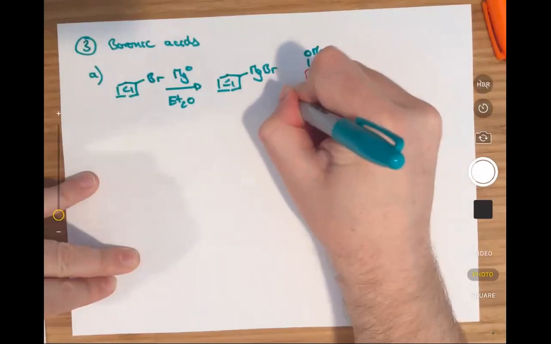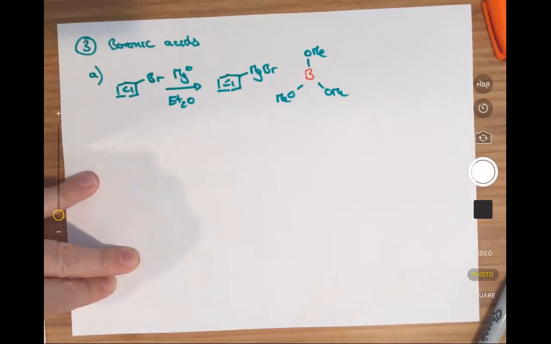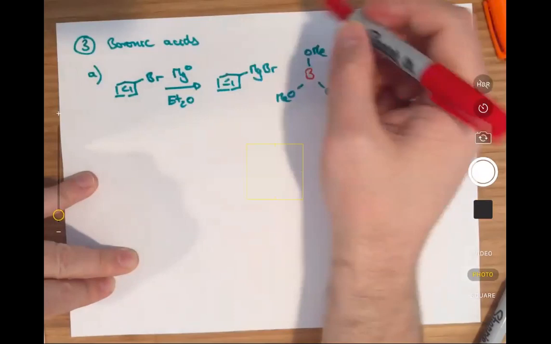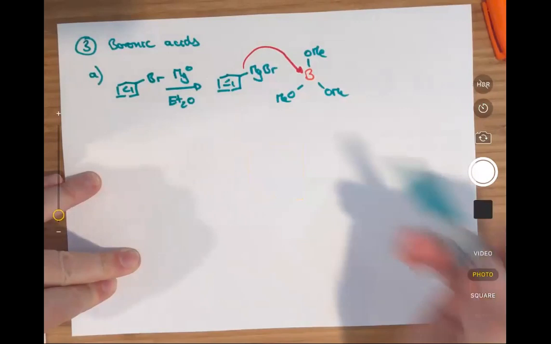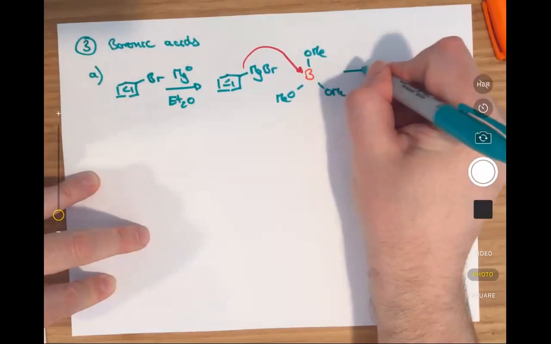OMe, OMe. And what this does is essentially it takes the electrons in this bond. This is basically the negatively charged carbon atom and attacks essentially the electrophilic boron center. So this is essentially a Lewis acid here. And what you get out of this is a boronate, so it's a negatively charged boron atom.